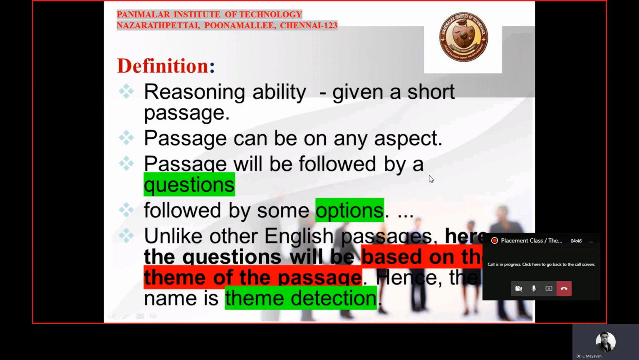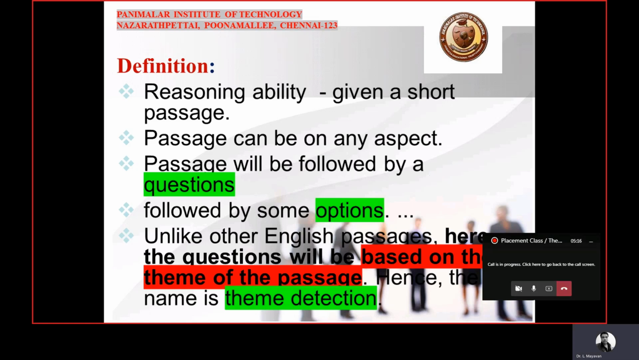Theme deduction is an exercise on the reasoning ability of a candidate about the theme. What was the theme given in a passage? And the passage can be on any aspect. The passage will be followed by certain questions which are followed by some options also.